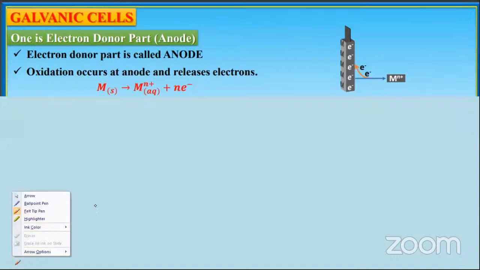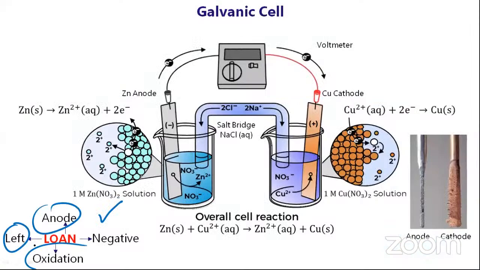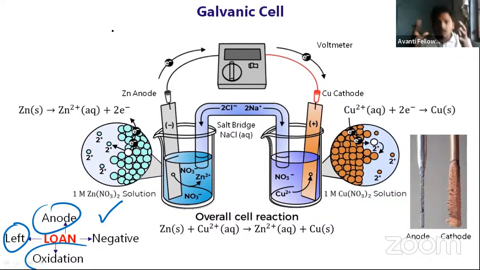Once again, this is the complete setup of the galvanic cell. You have two beakers. In one beaker you have copper sulfate or copper nitrate. In the second you are taking zinc sulfate or zinc nitrate. The left side one we always consider as the anode, and anode is nothing but loss of electrons, that is oxidation. In other words: left, oxidation, anode, negative.